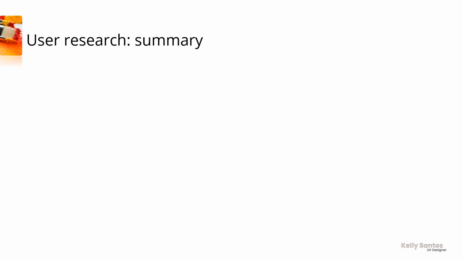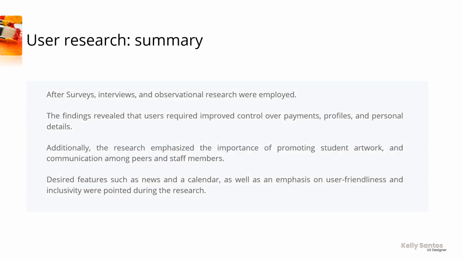User research summary. After surveys, interviews, and observational research were employed, the findings revealed that users required improved control over payments, profiles, and personal details. Additionally, the research emphasized the importance of promoting student artwork and communication among peers and staff members. Desired features such as news and a calendar, as well as an emphasis on user-friendliness and inclusivity, were pointed out during the research.